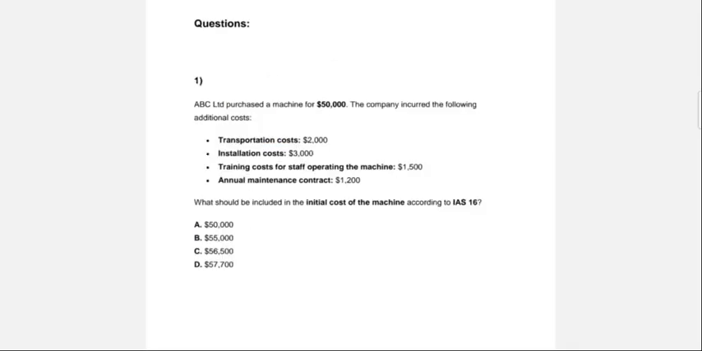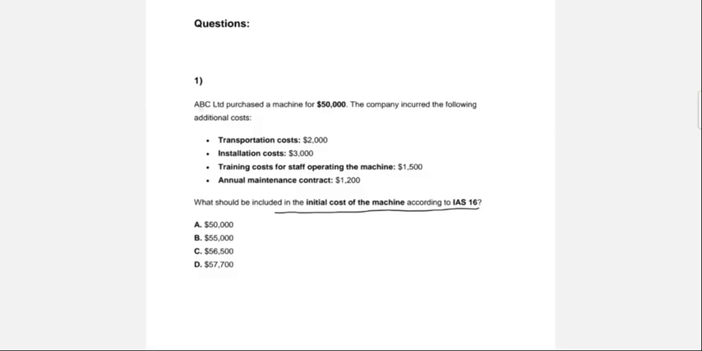Let's start doing this question. It's a very simple MCQ, so it should not be difficult, but let's try it together. Now, before I do this question, I recommend you please take a break and do this question on your own before you play the video, and just try to assess yourself if you got something right or if you got something wrong. So, what should be included in the initial cost of the machine according to IAS 16?